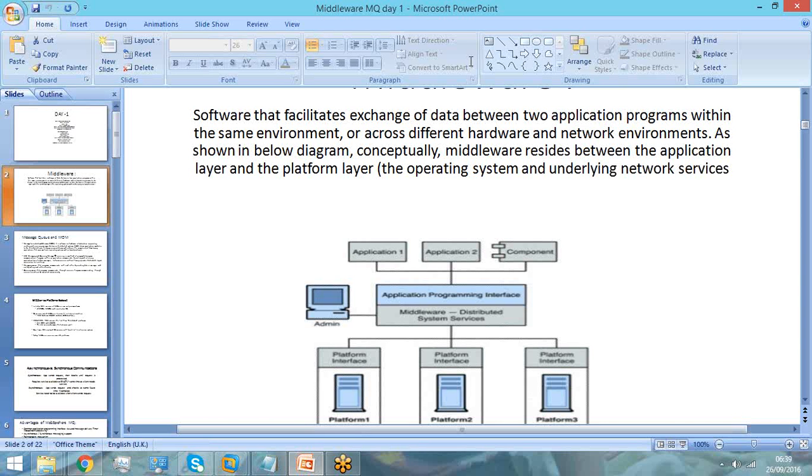IBM MQ series is one such middleware product that facilitates exchange of information across applications. It's a middleware product that facilitates exchange of messages between applications and the underlying operating system. We will see how this is happening. This is all at a very high level, we are just defining things. That is what middleware is. Shall I continue? Any doubts?